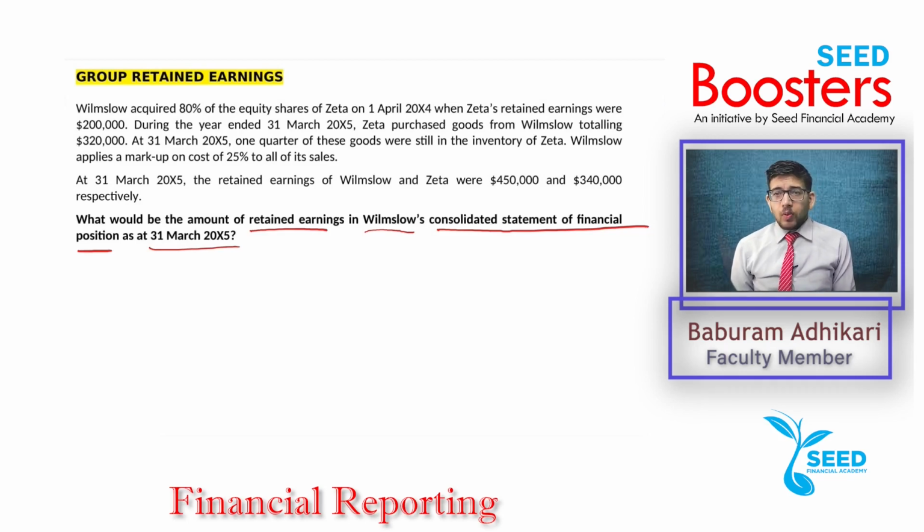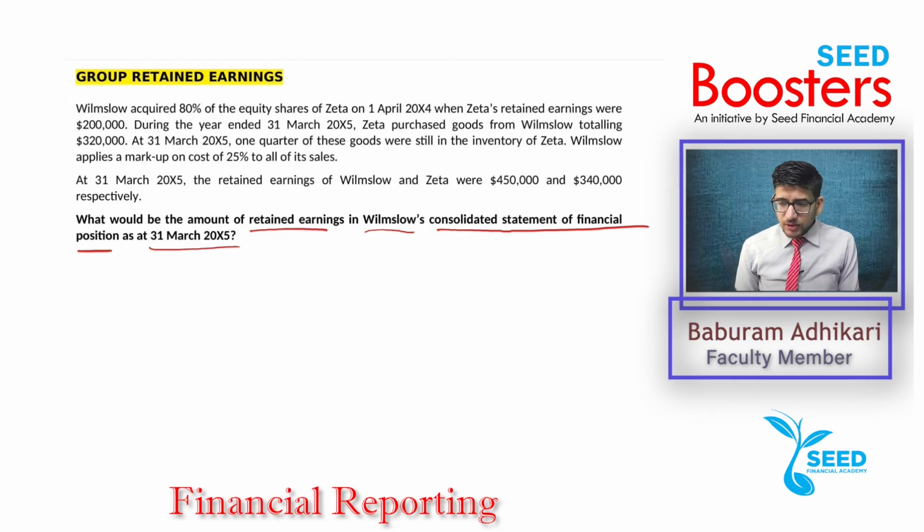While calculating group retained earnings, we need to take the retained earnings of the parent. So I am listing out a few points here. First, the retained earnings of the parent, then the group share of the post acquisition retained earnings of the subsidiary, and any other adjustments given in the scenario, such as the impairment of goodwill or the calculation of PURP, the provision for unrealized profit, or any other such workings.